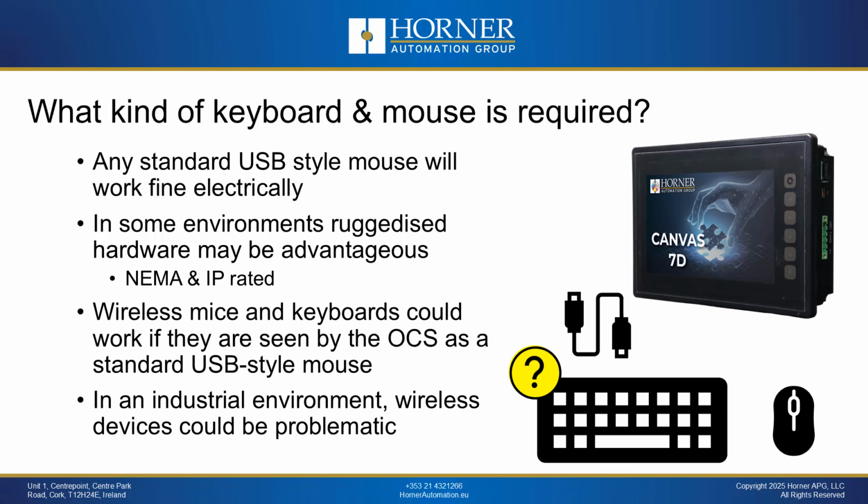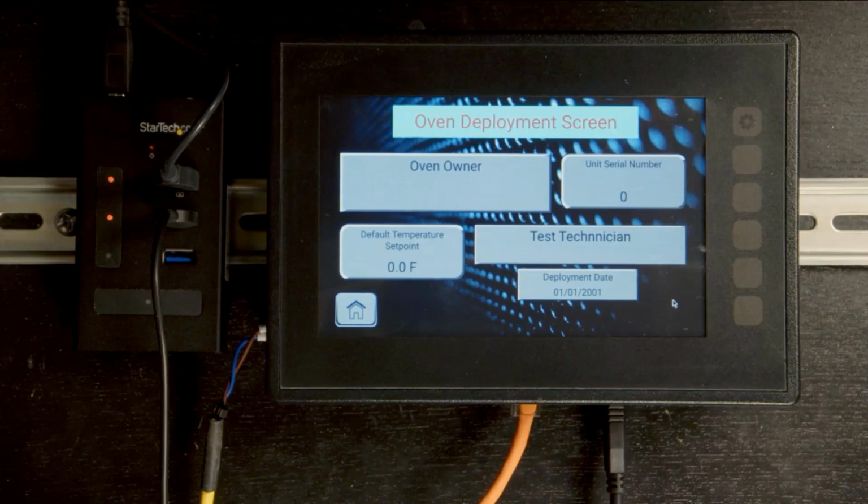Now, what about wireless? Well, if the wireless interface that plugs into a USB port on the OCS looks just like a standard mouse input, then it could work. For our demonstration, we are going to show you some mouse and keyboard peripherals on the bench. Let's start by connecting a keyboard and a mouse to the Horner Canvas OCS.